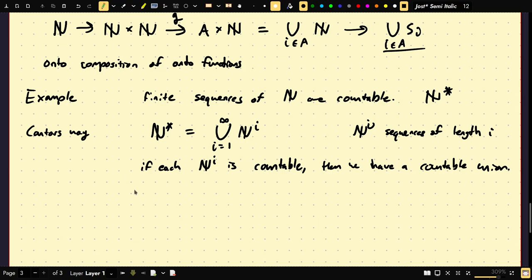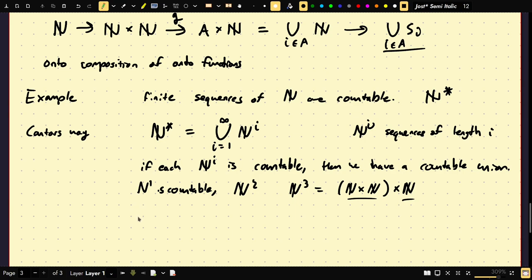Well, clearly N to the 1 is countable. N squared is countable, by the same argument we gave that the rationals are countable. You just trail along the diagonal in this way. Then N cubed is what? We didn't prove this is countable. This is equal to N times N times N. So what we have is a Cartesian product of a countable set and a countable set, so it's countable. We can keep going this way.